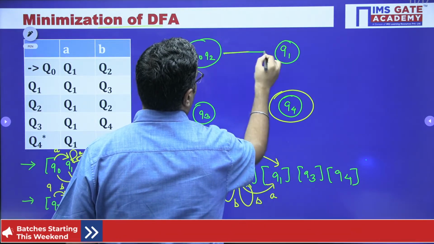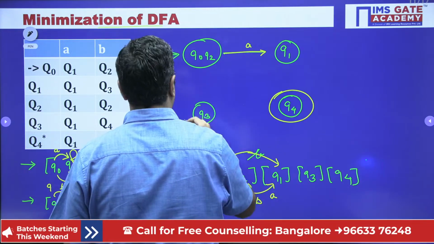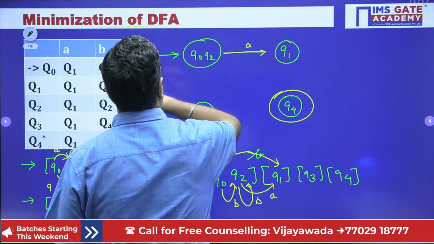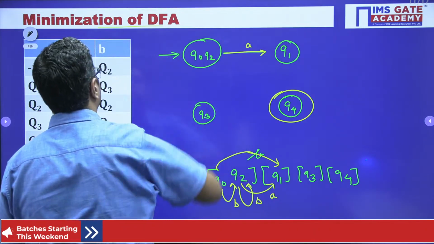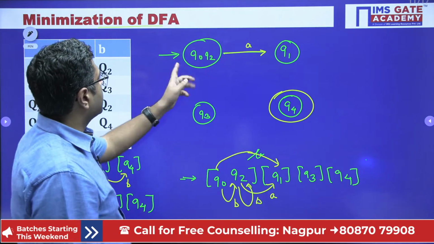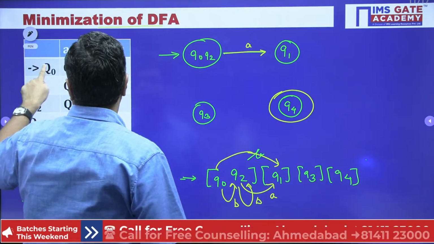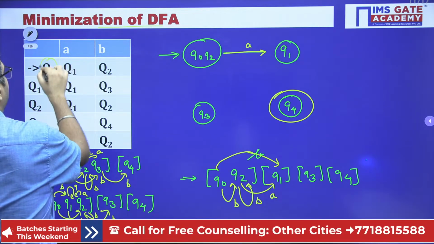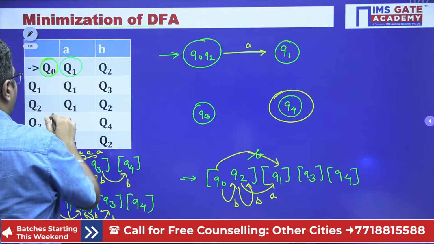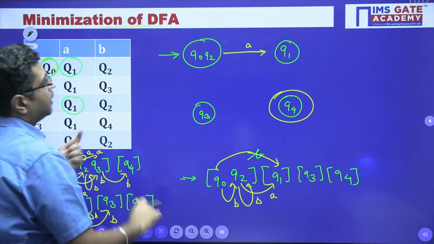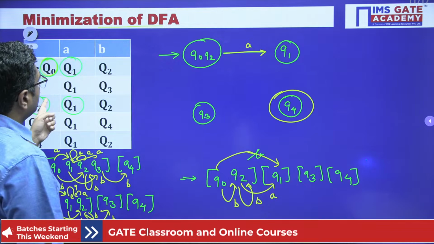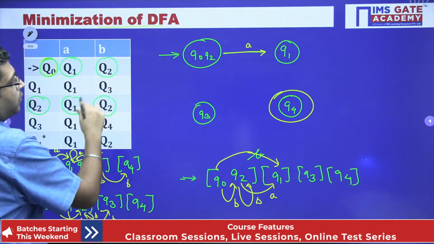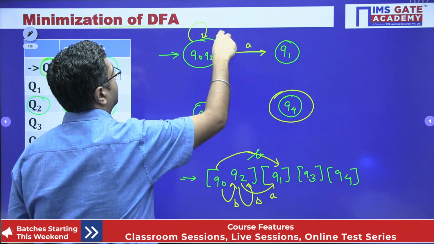Now Q0, Q2 on A goes to Q1. Q0, Q2 on B goes to Q2. So now we have to find out first of all Q0, Q2 on A. So Q0 on A goes to Q1 and Q2 on A also goes to Q1. So therefore they together go to Q1. Now Q0 on B goes to Q2 and Q2 on B also goes to Q2. They will remain on themselves.